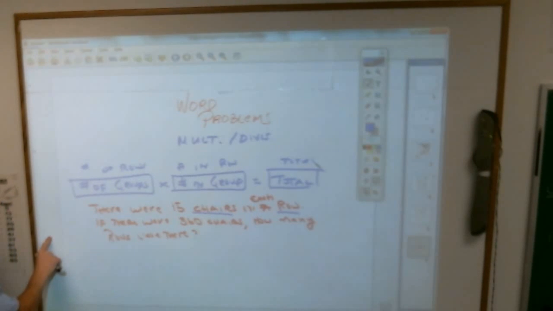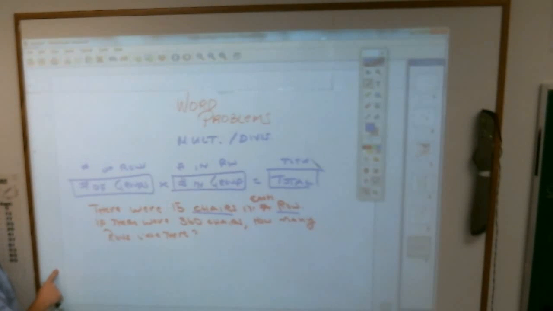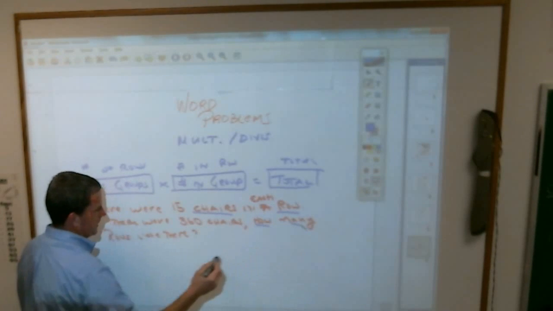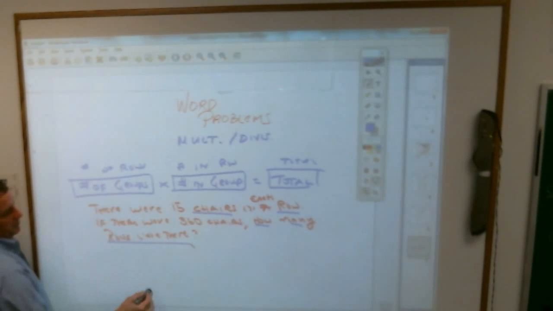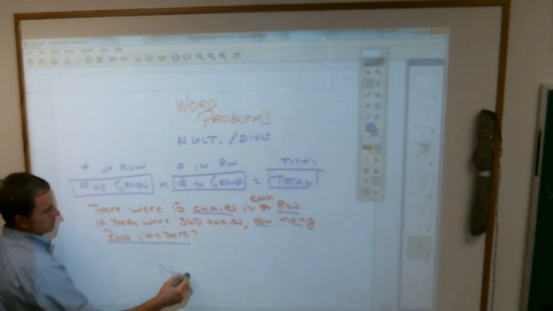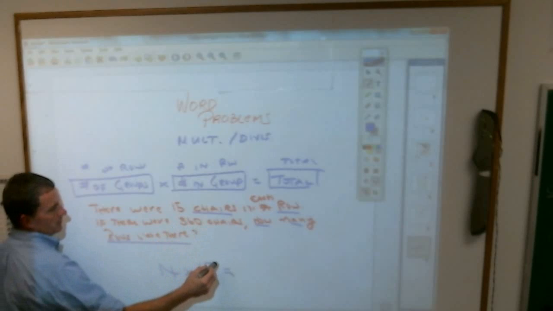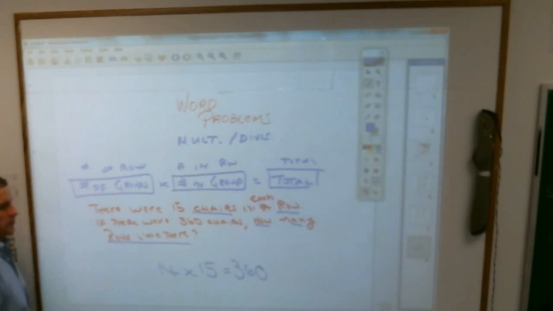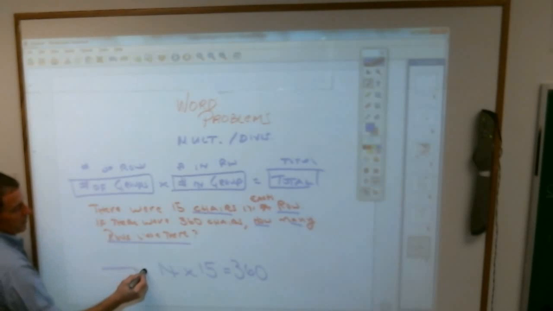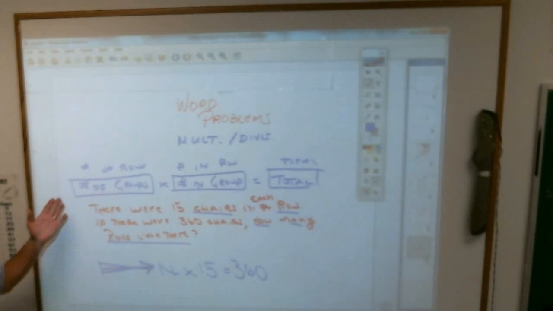So, what do or don't we know here? Do we know how many rows we have? I think that's the question to ask. How many rows are there? We don't know that, so we just put the letter R or whatever for N. Do we know how many chairs are in a row? 15, right? And do we know how many total we have? 360. So there's the little equation that the book will want you to think about. They'll ask you to write an equation, and that's what your equation would look like because it fills the boxes of this pattern there.